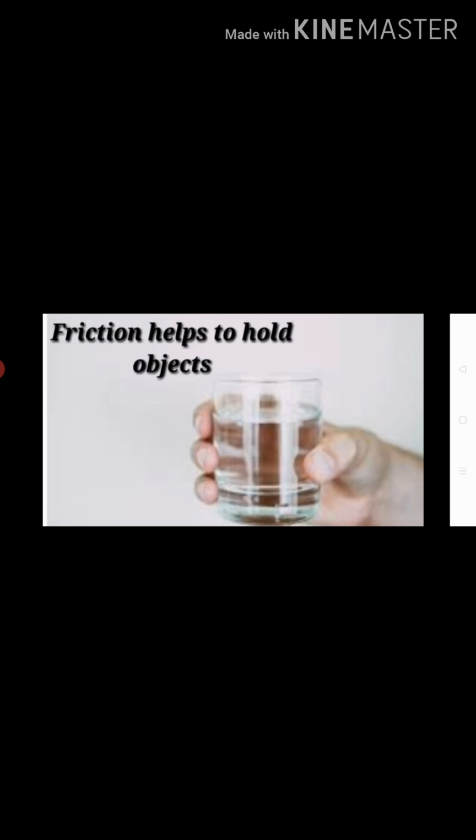Friction helps to hold objects. Suppose the outer surface of the glass is oily or greasy. Would it become easier or more difficult to hold it? We cannot hold the glass properly because friction gets reduced due to the smoothness of the grease or oil. You have already learned that friction is maximum in the case of rough surfaces and is minimum for smooth surfaces.